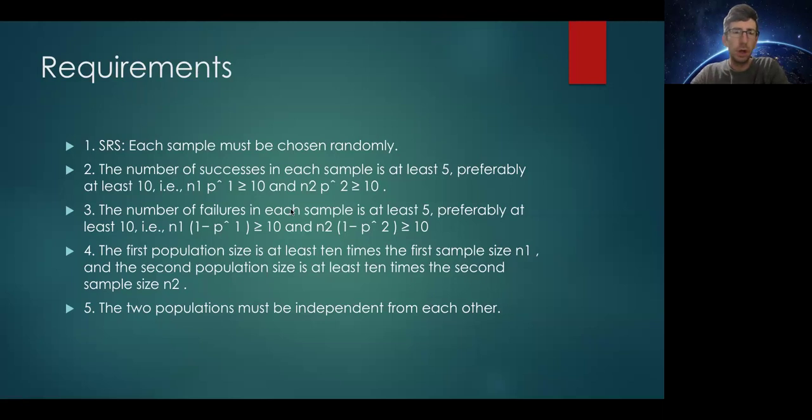The number of failures. This is that same rule, but it's the sample size from the first group times 1 minus the sample proportion from the first group has to be greater than or equal to 5. Same thing for the second group. The first population size is at least 10 times the first sample size, and the second population size is at least 10 times the second sample size. And the two populations need to be independent from one another.